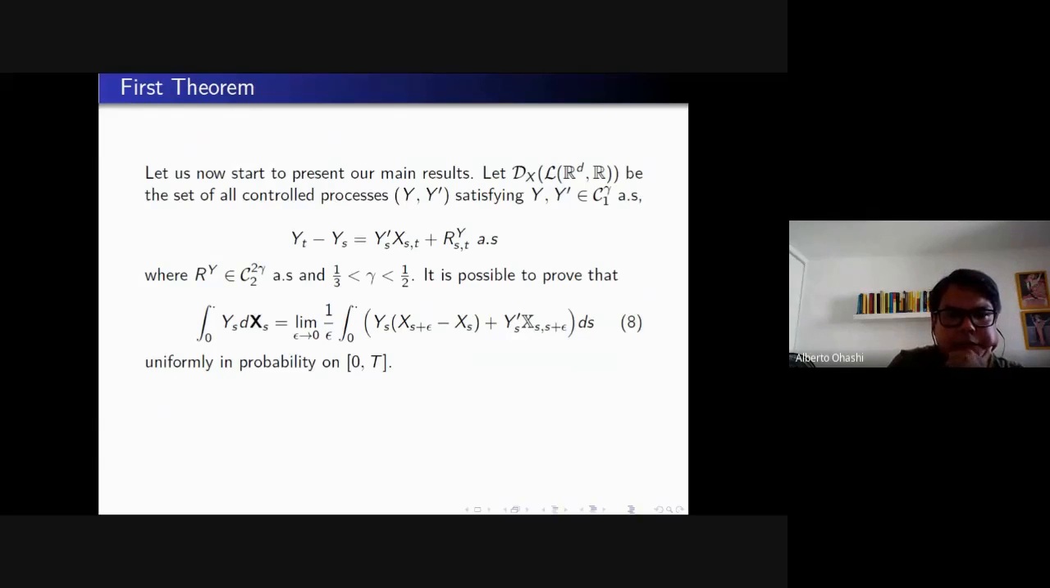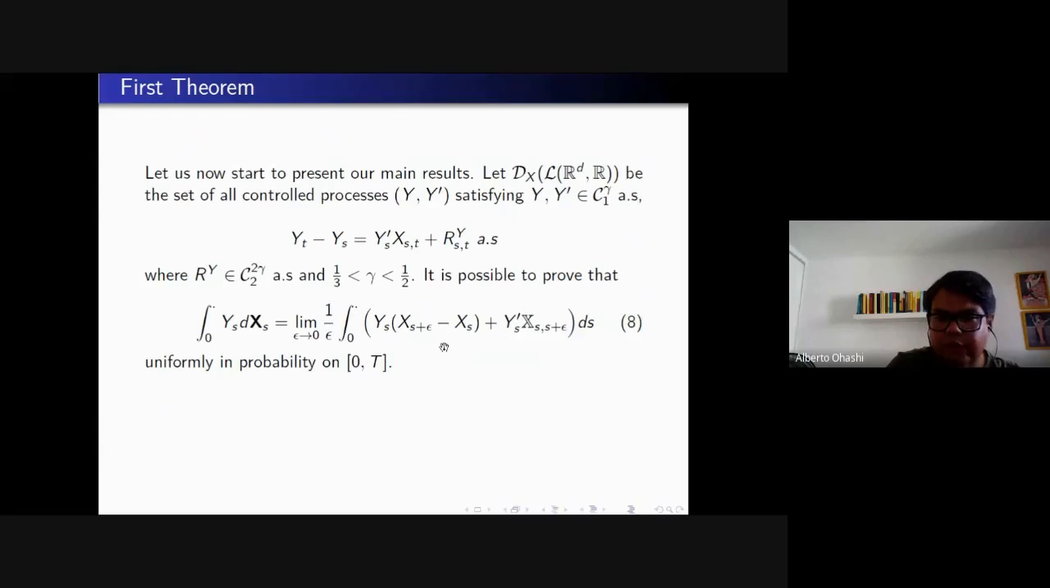Now I want to state our first theorem, our first main result. I will recall that the notation dx is the set of all controlled processes in the sense of rough paths. And the remainder term here satisfies this condition, the classical regularity condition.